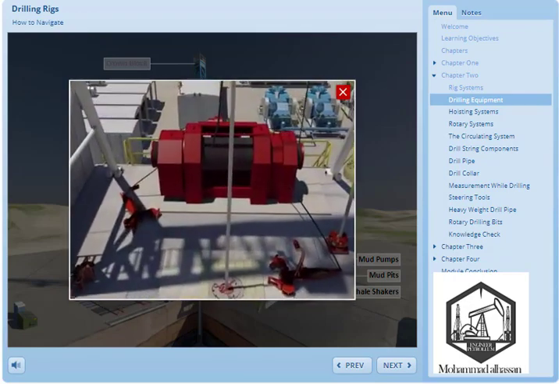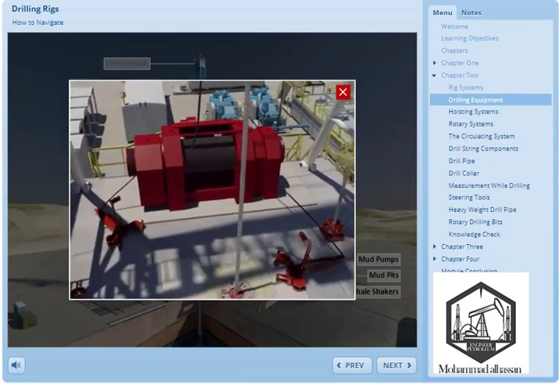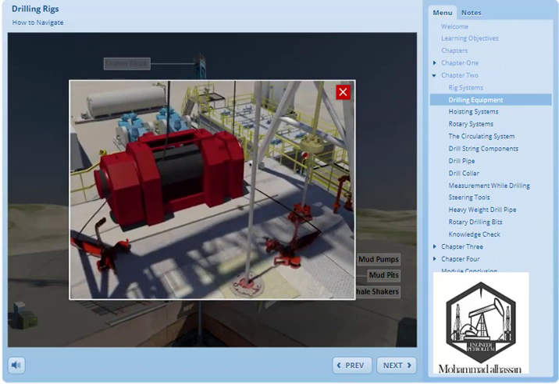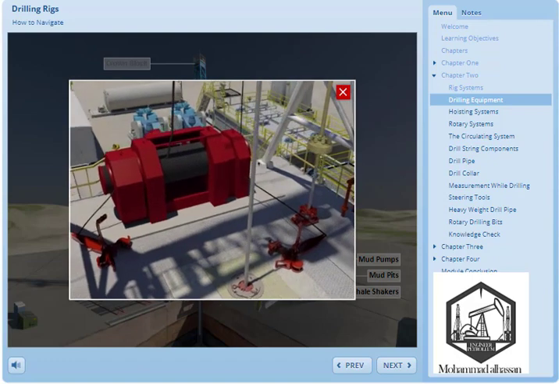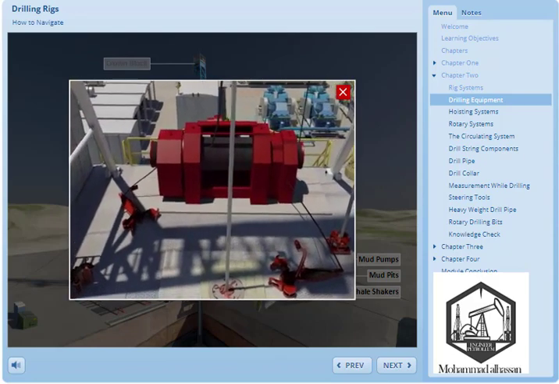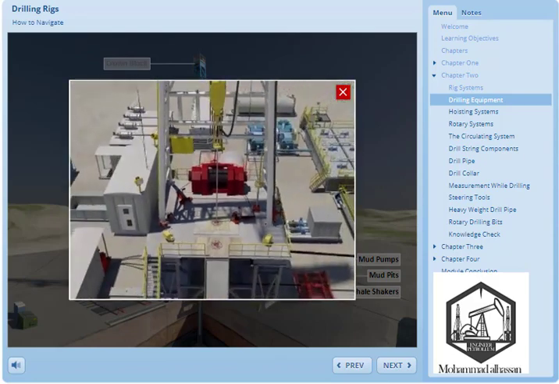Drawworks. The primary hoisting machinery for lifting and lowering the travelling block, which takes the weight of the top drive and the drill string. Operated by the driller, drawworks can be driven by electric motors or diesel engines and can be used for many other lifting and pulling tasks around the drill floor.